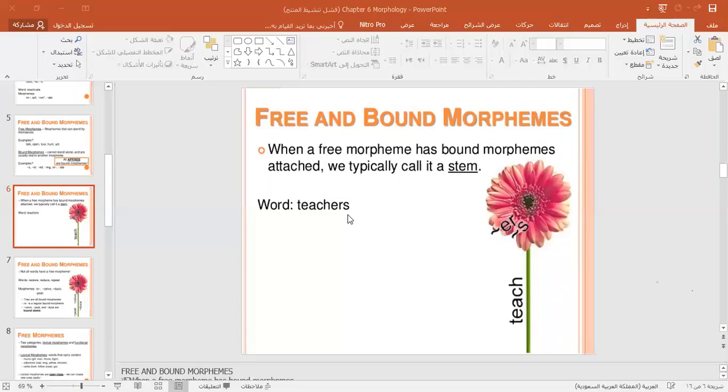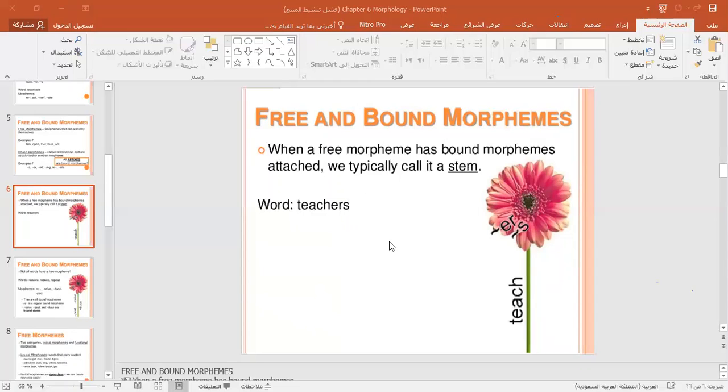Teach, which is the free morpheme. Then the ER, which has a meaning here, it means someone. So in teacher, the ER means someone who teaches. And the S is the plural morpheme. So we have three morphemes. One of them is teach, which is free. ER and plural S are bound morphemes. We call them bound morphemes.